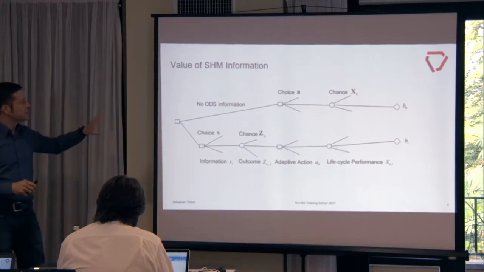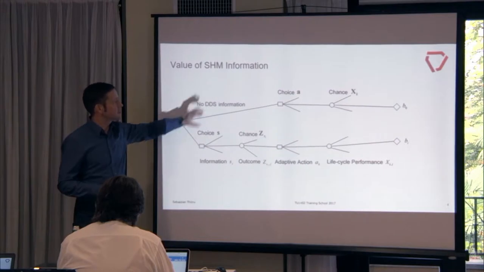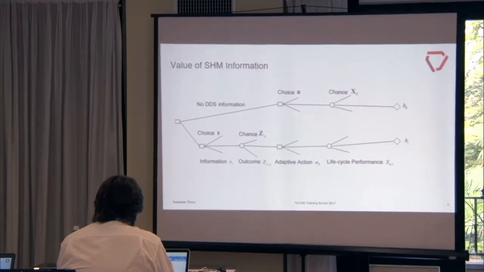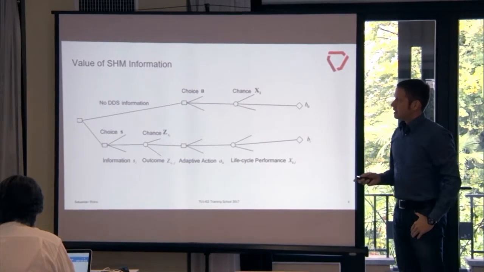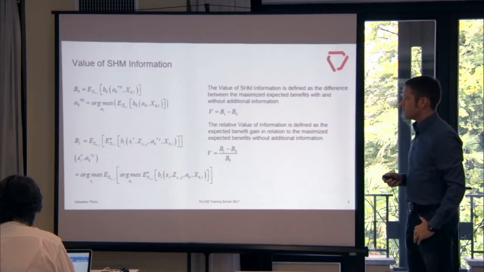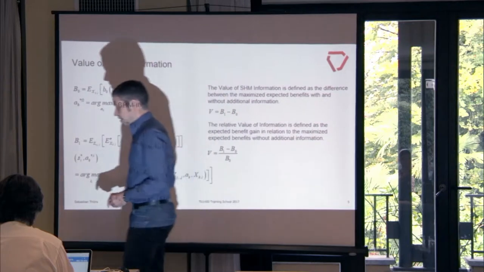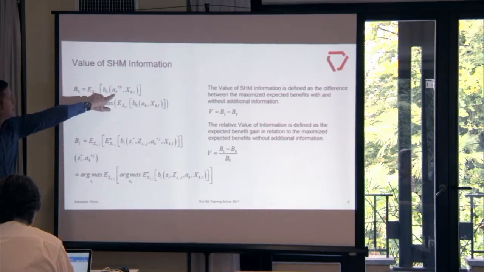And if we subtract the expected benefit of having SHM information and having no SHM information, let's say the B1 here and the B0 here, then we are calculating the expected value of information. But we will see that there are other value of information types. So this is what I just introduced, the value of information. It's B1 minus B0, and B0 corresponds to the expected benefit, given the optimal action for the prior decision analysis.